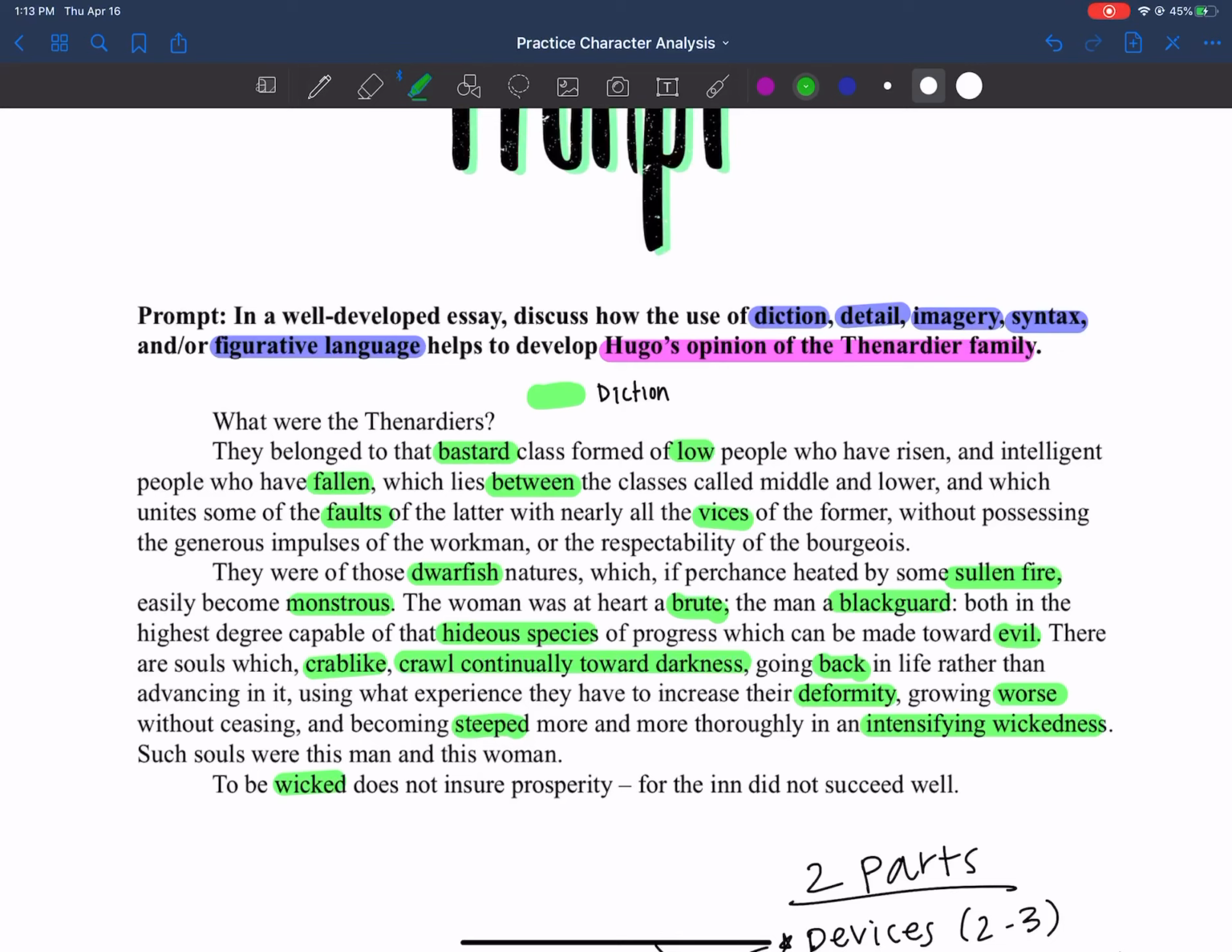Okay, everything I've highlighted, I think I could very easily discuss in a body paragraph about diction. They're all very, very negative words, and some of them are very obvious: monstrous, deformity, hideous, wicked, all of those things. Okay, so I have a lot of quotes for diction.